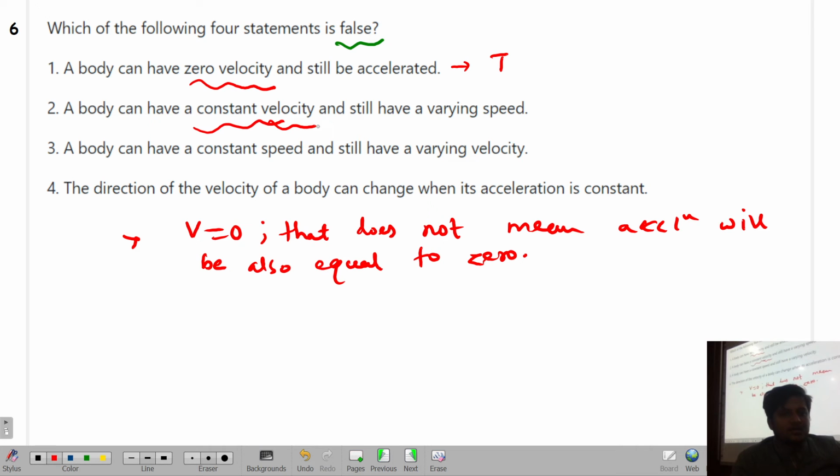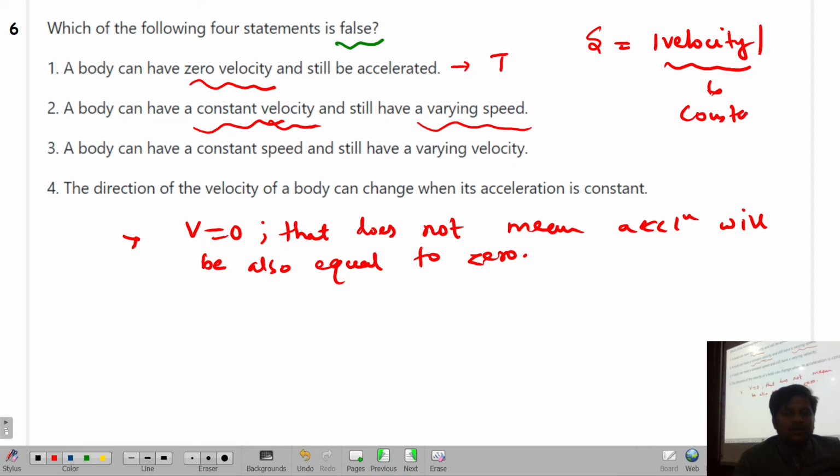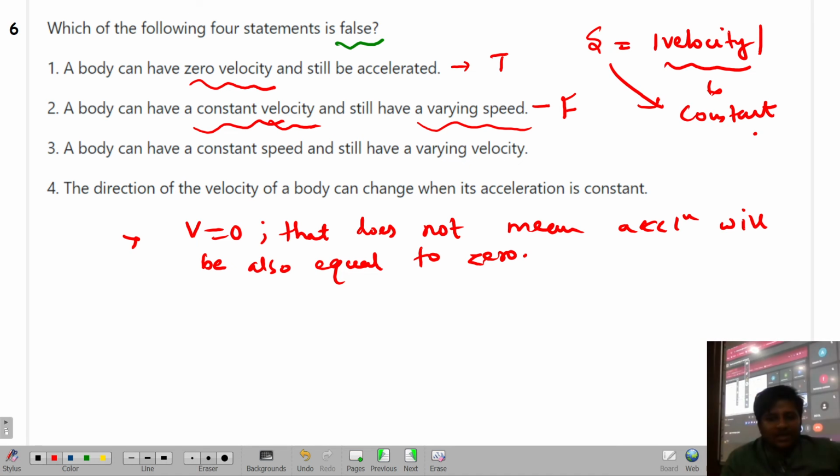What is written? Constant velocity and still have varying speed. How is this possible? Look over here. What is the speed formula? Speed is equal to the magnitude of velocity, yes or no? Now, if your velocity is perfectly constant, speed will also remain constant, because the magnitude of velocity is not varying. So this is false. What is false? That speed can vary if your velocity is constant.